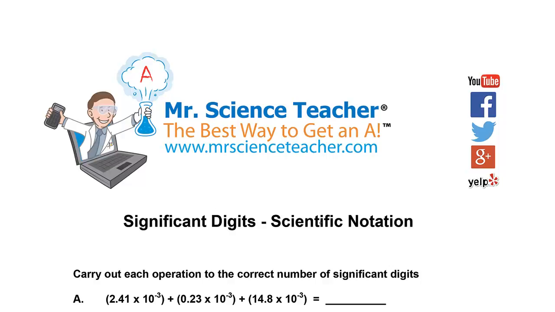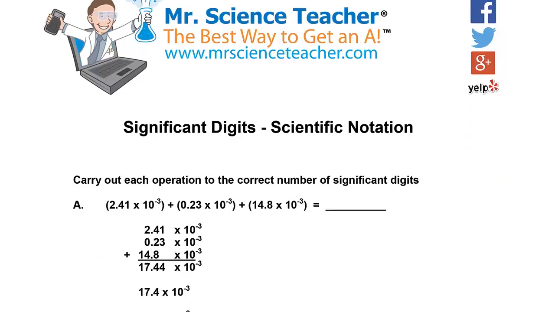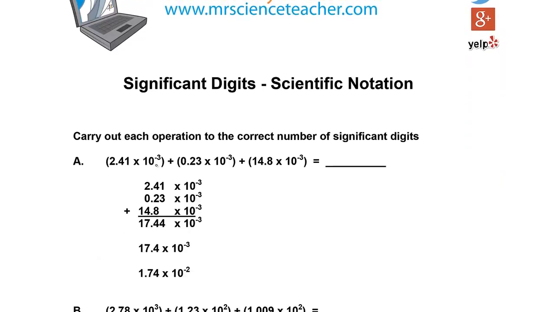Okay, so significant digits and scientific notation. Now, what we're going to do is use numbers in scientific notation, and we're going to add and subtract them. Now, if we use scientific notation with multiplication or division, it works the same way as before. You take the least number of significant digits for your answer. So let me do a couple examples.